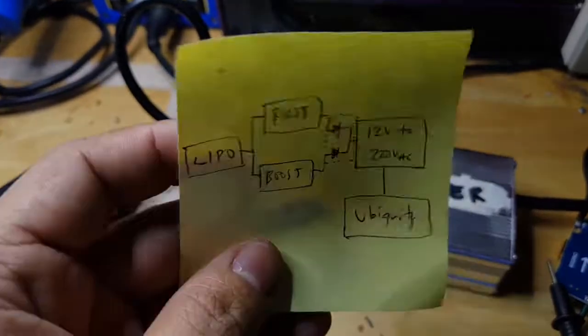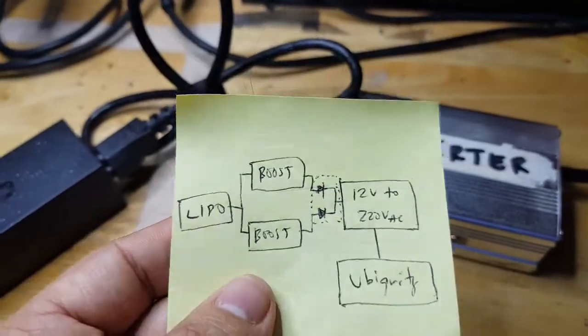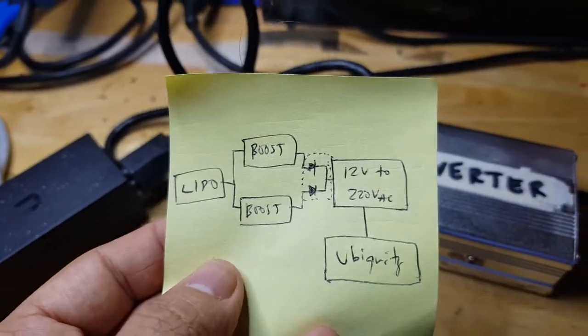So, you can follow this circuit diagram in case you need to power your Ubiquiti using a LiPo battery.